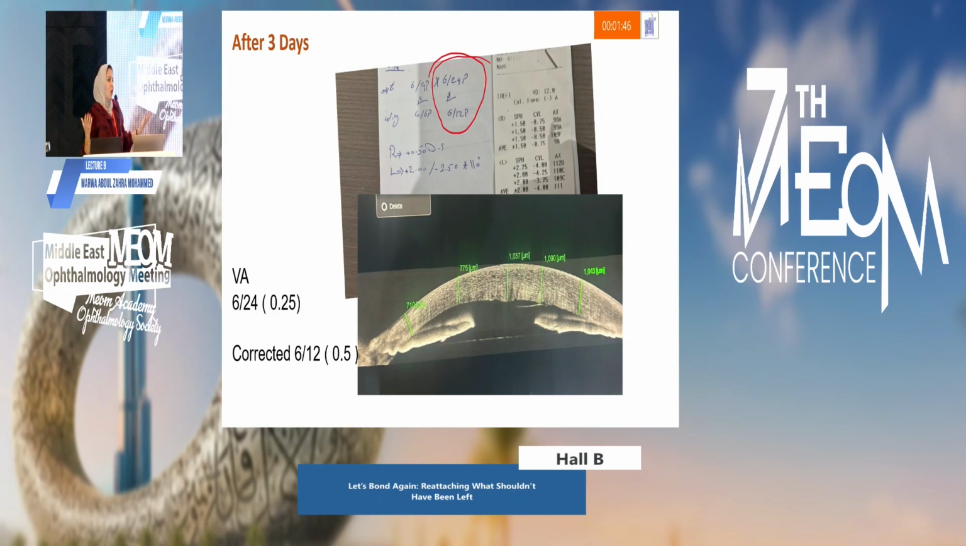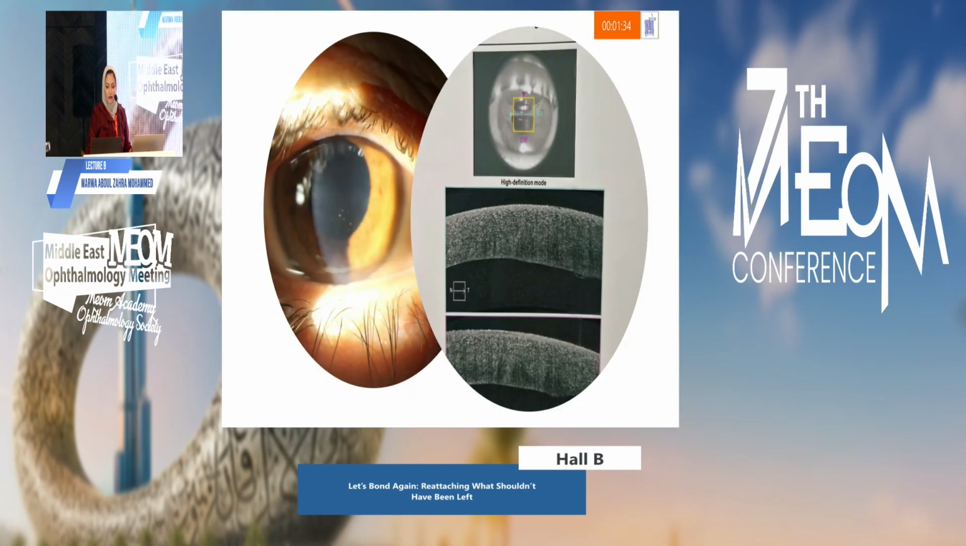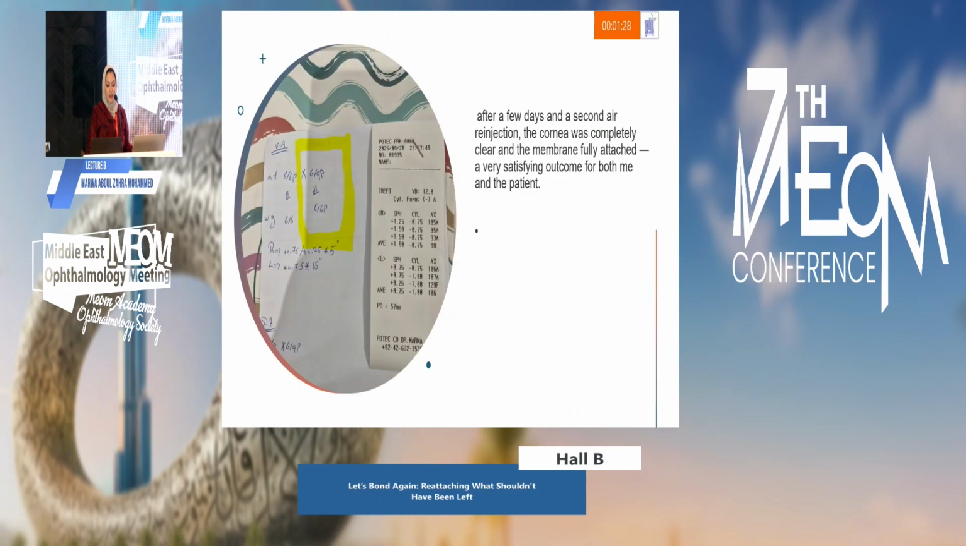So I said, why not repeat the air bubble again? So I took her again and did an air bubble again and followed up at the next visit after a few days. And this is the result. It's a clear cornea. The Descemet is fully reattached and the visual acuity is 6/6. She's happy, I'm happy, and everything went well with just 2 air bubbles.